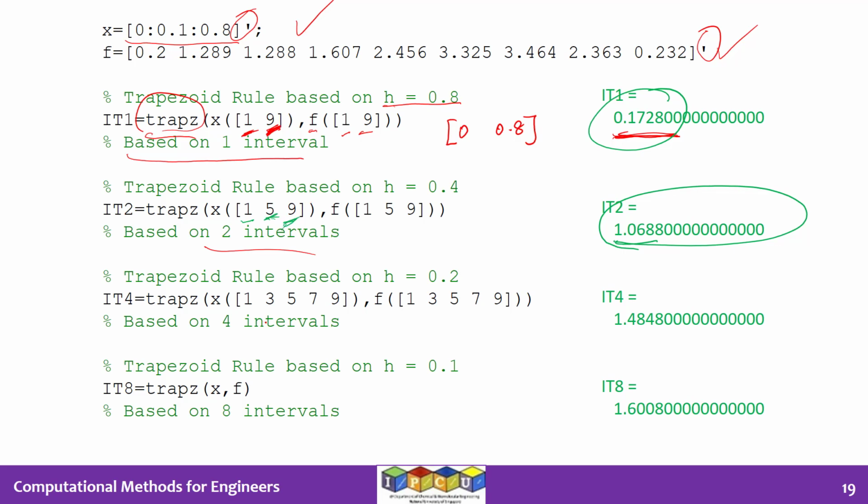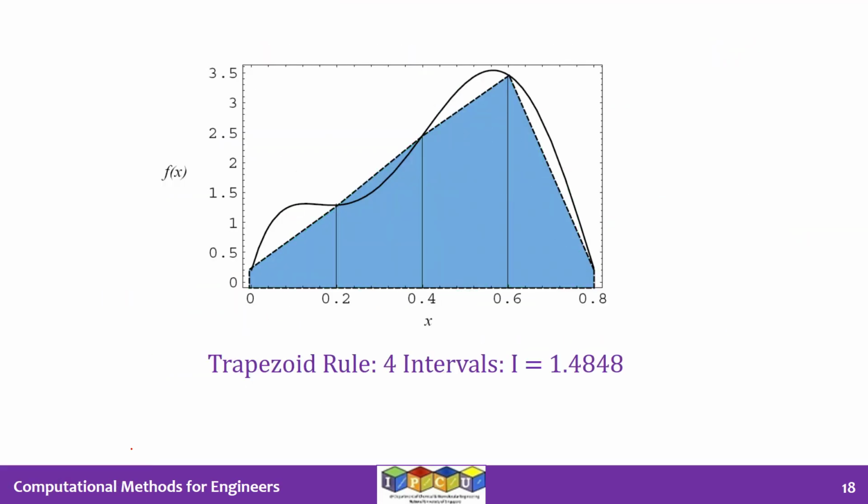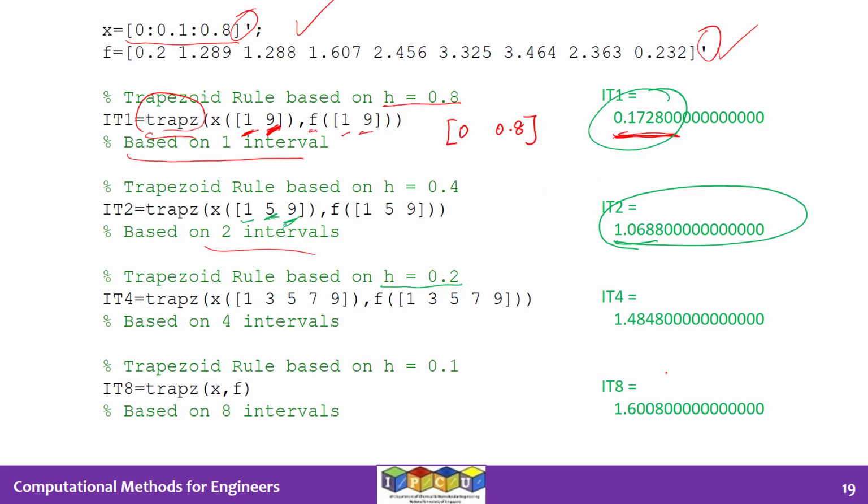Next, I consider 5 data points. That means I consider h equal to 0.2. So I consider this point, this point, this point, this point and this point. So 5 points: points 1, 3, 5, 7 and 9. X values of 0, 0.2, 0.4, 0.6, 0.8. When I did it by hand, I got 1.4848. That is what I should get when MATLAB does it. So 1.4848.